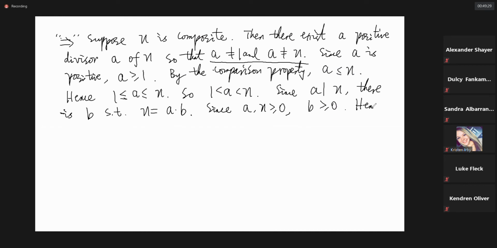Hence, since b is an integer, b is greater than or equal to 1, because b is an integer.